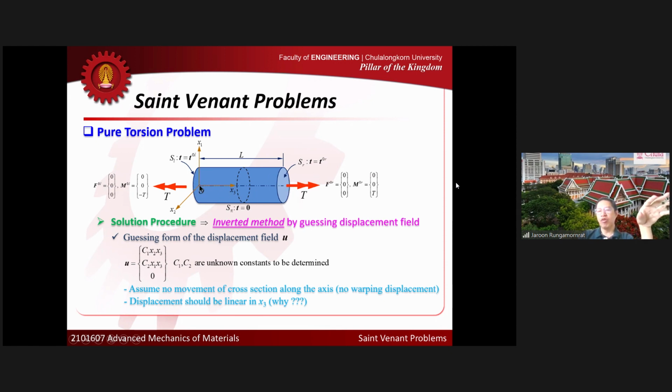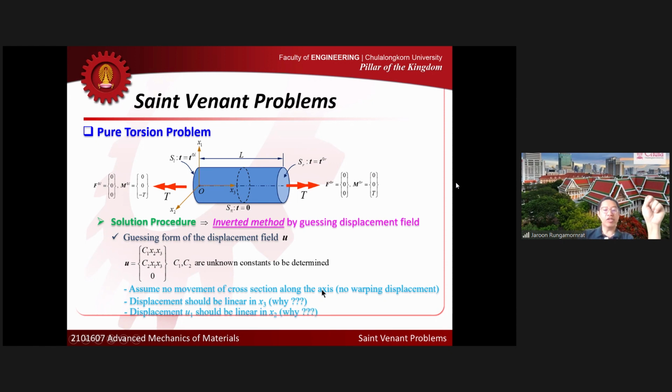So when you start moving from the left end to the right end, you can see that the rotation of the cross section keeps increasing, right? There's no rotation at the left end, and the rotation of the cross section should be maximum at the right end, and in between it should be linear in X3. So the rotation of the cross section is somehow proportional to the displacement that occurs in the cross section, right? So in that sense, I assume that displacement should be linear in X3.